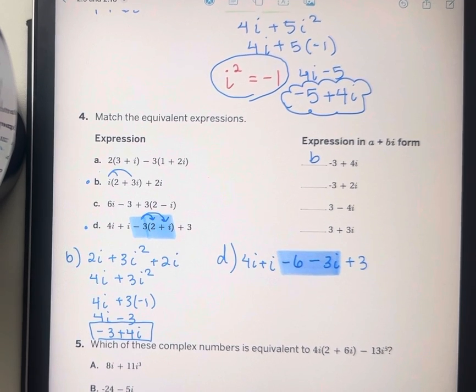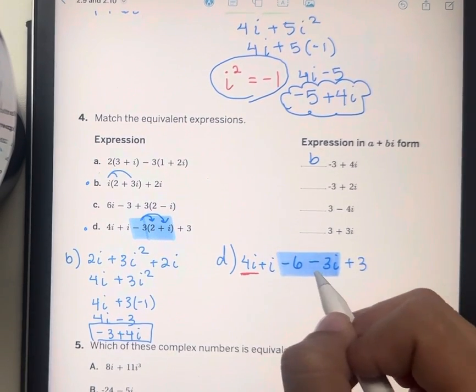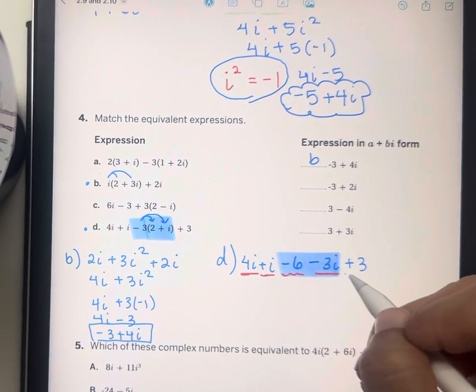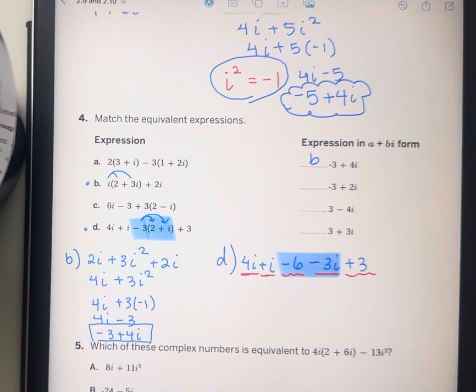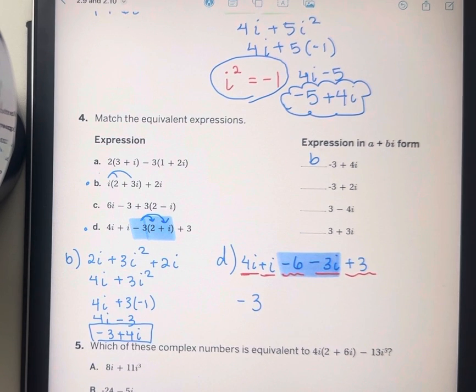Okay. And now we go simplify, combine people with the same letter situation. So 4i can combine with negative 3i and the plus i. And then negative 6 and plus 3 can combine. So negative 6 plus 3, that's negative 3. 4i plus i is 5i, minus 3i is 2i.